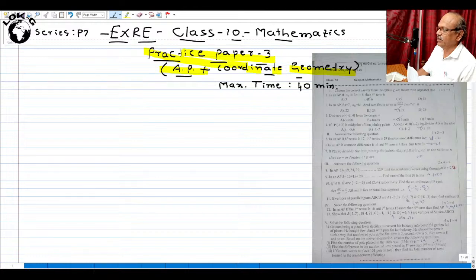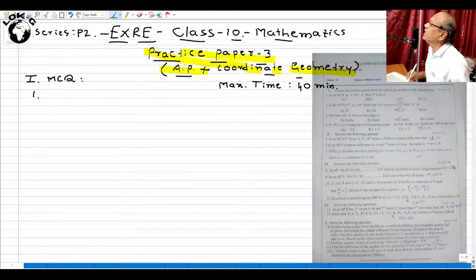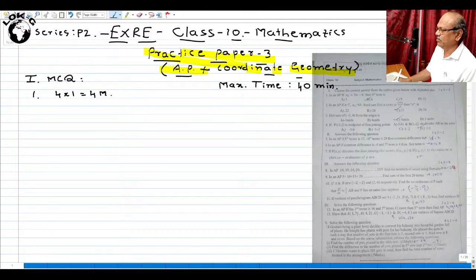In the last period, I solved a paper on AP and coordinate geometry, and recently a paper was conducted by the department under the head Vidyakashi, Mission Vidyakashi. I am solving that paper today. Without wasting time, let us start quickly. Take the first set of questions, MCQ, multiple choice questions. There will be 4 questions, each carrying 1 mark. Let us start with the first problem. Read the question for your reference.